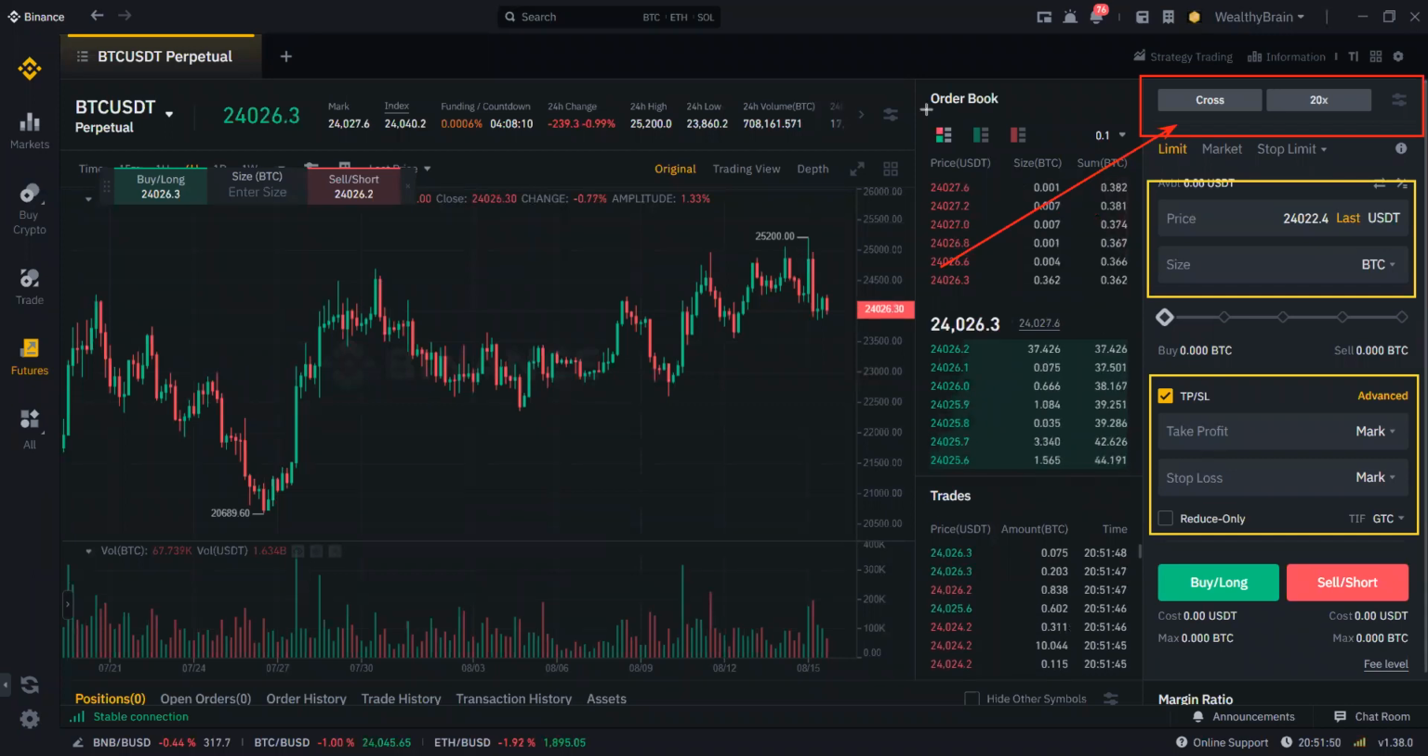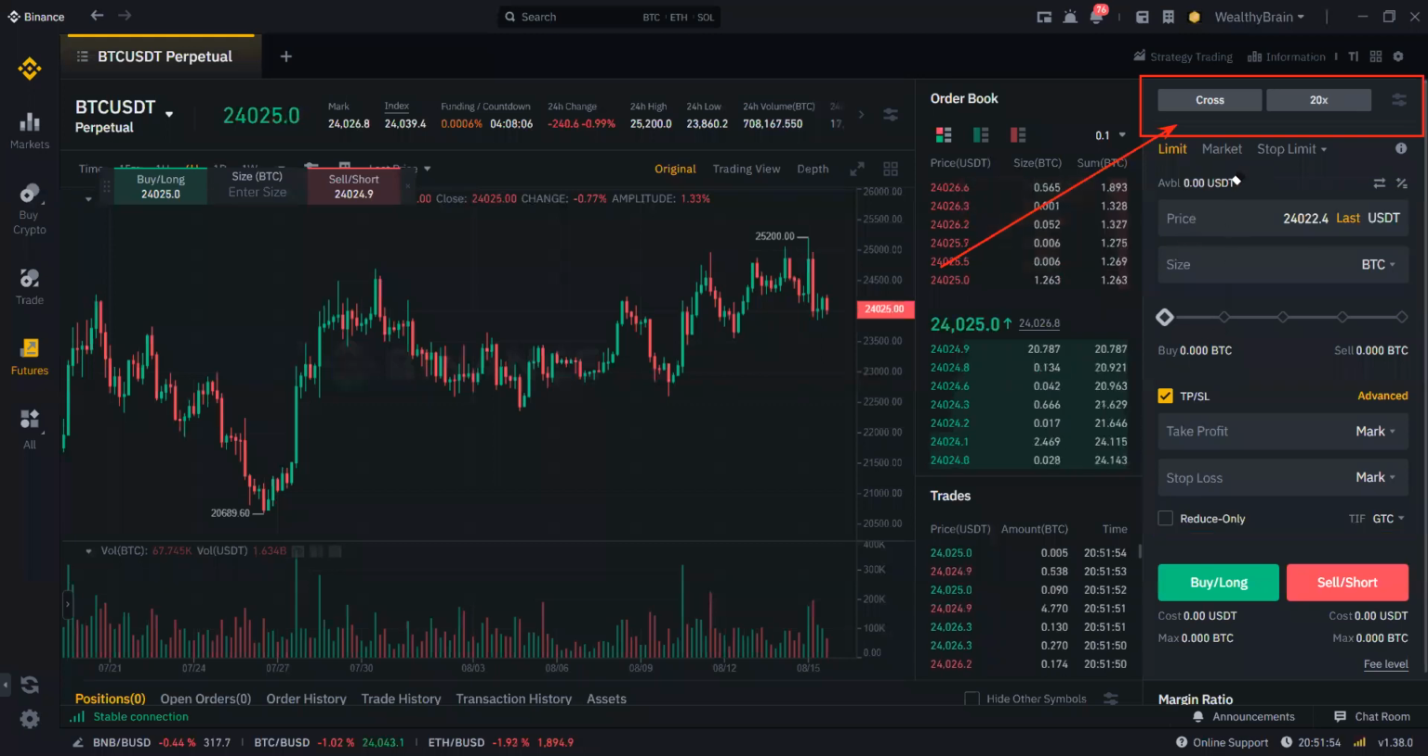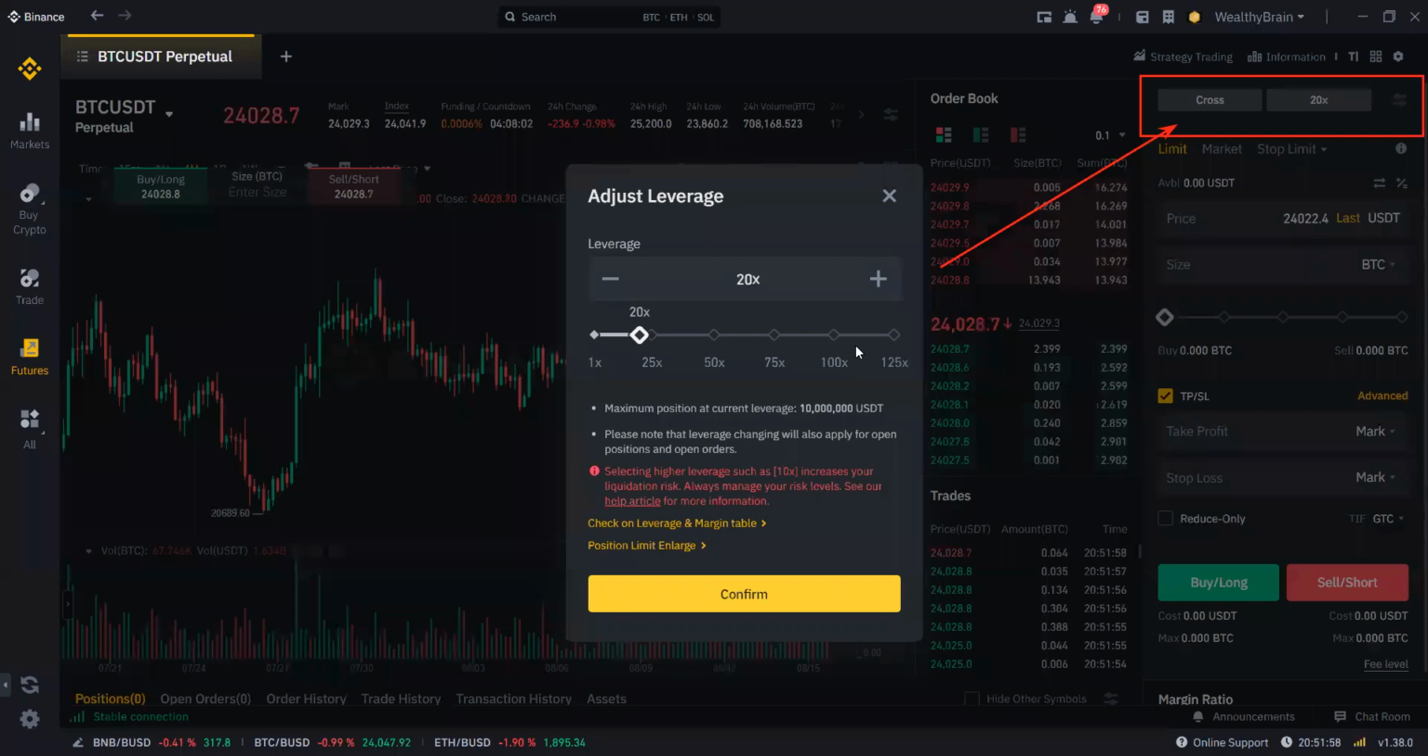So the 20x there, you can open the 20x. I want to show something now. Right now you can see, just move it down to 1x. You can see it is moving down to 1x. You can move it to 125x. So this is where you set your leverage.